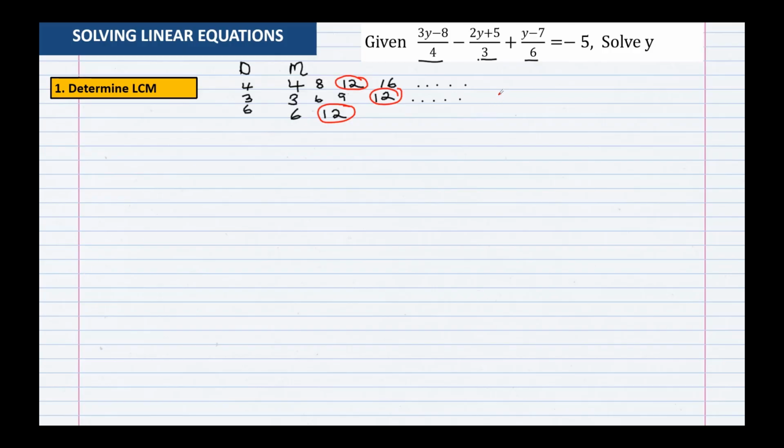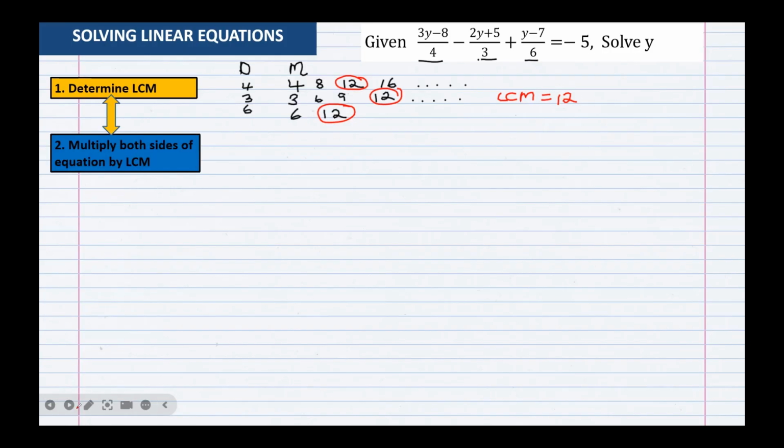Now there are other tricks you can use to actually get the LCM, but we'll discuss this in later videos. So let's move on. We have our LCM, and now step 2 says we have to multiply both sides of the equation by our LCM.